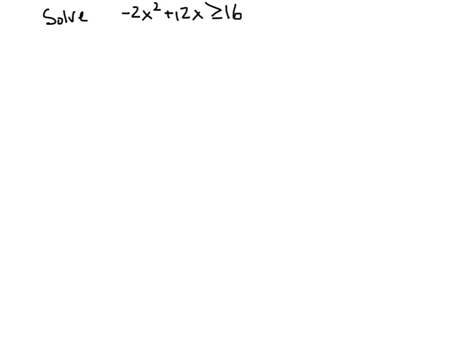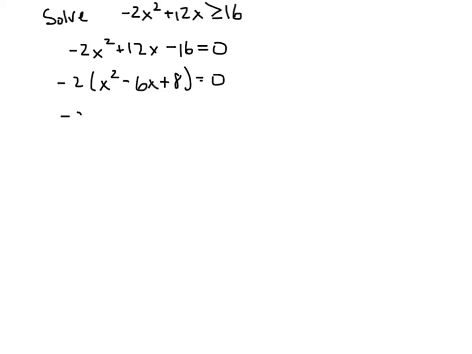Okay, so finally, for negative 2x squared plus 12x is greater than or equal to 16, I rewrite it as negative 2x squared plus 12x minus 16 is equal to 0. Factor out a negative 2 to get x squared minus 6x plus 8 is equal to 0. Factor, so x minus 2 and x minus 4 is equal to 0. Set each factor equal to 0. Well, negative 2 doesn't equal 0, so that's not going to affect anything. I just get x equals 2 and x equals 4.